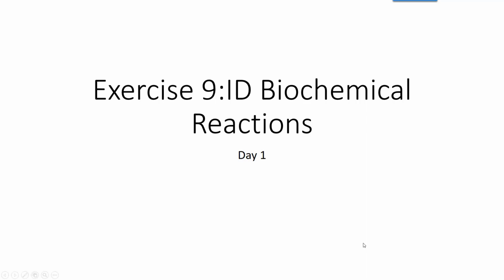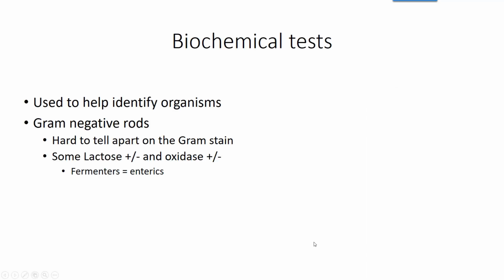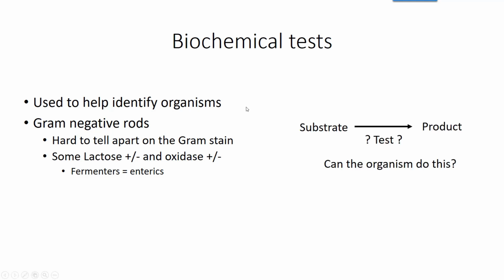All of these biochemical tests, the majority of them, are to help sort out gram-negative rod bacteria, because most gram-negative bacteria are bacilli or rod-shaped. And so just doing a gram stain is not enough to help narrow them down. All of these biochemical tests, whether for gram-negative or positive, work because we add a substrate into the media, and we look to see if it makes a particular product.